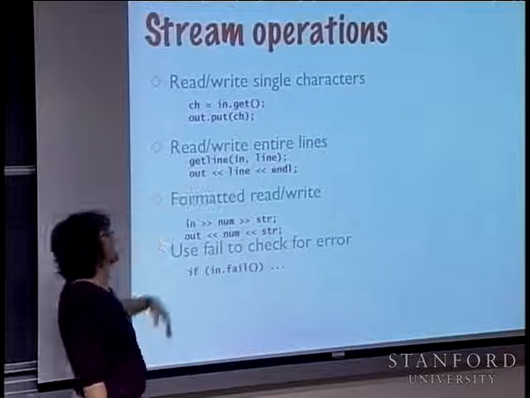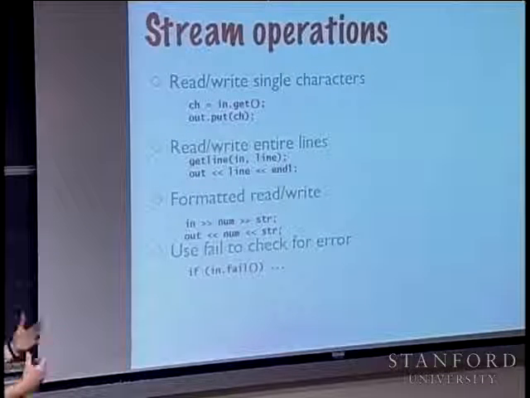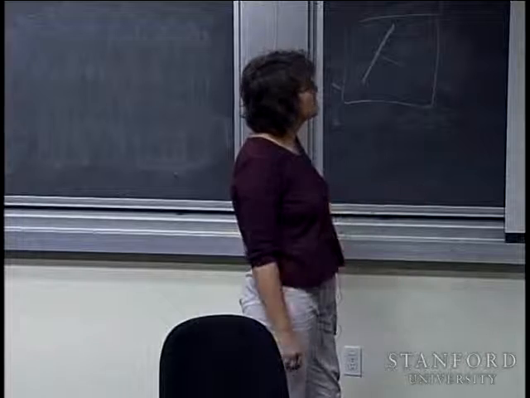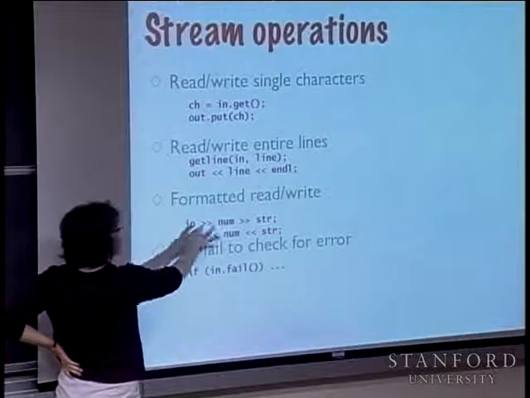To write the entire line out, there actually isn't a putline equivalent, so in fact you could just use the out stream insertion here to stick that line back out with an endl to kind of reproduce the same line you just read.